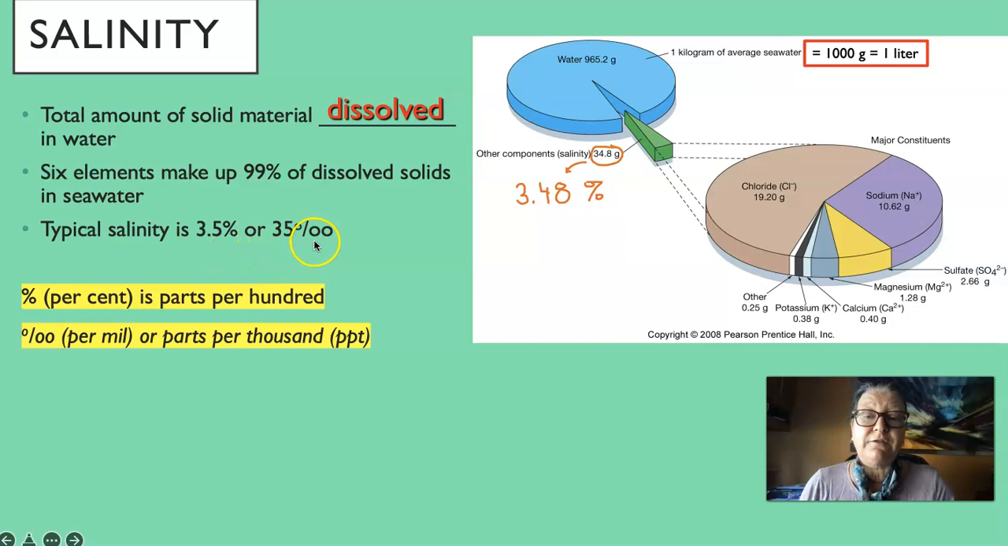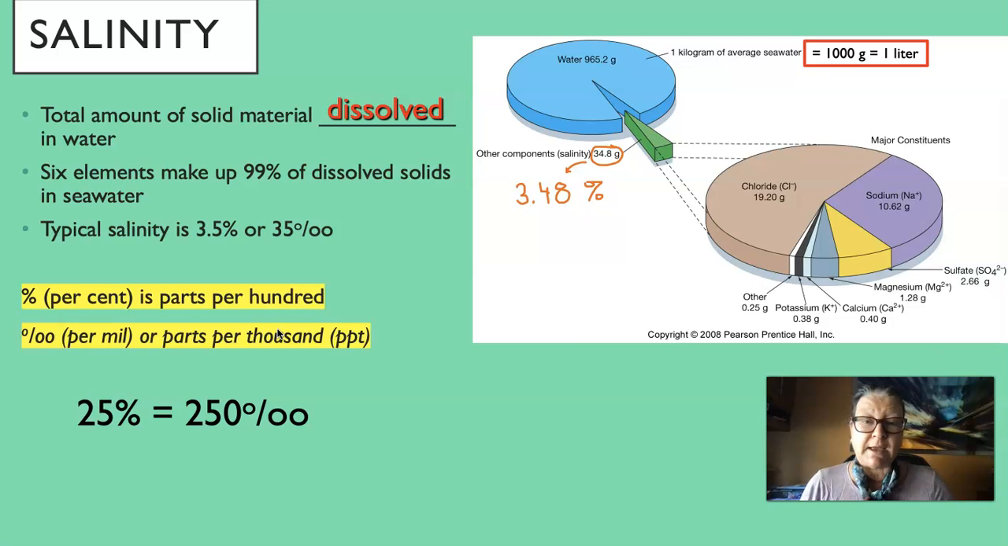Or 35, and then I have this symbol, which is called per mil. So percent is out of 100. I think you guys know that. Then per mil is parts out of 1,000. And we use this when we talk about ocean salinity so we can drop the decimal. It's just a little more convenient.